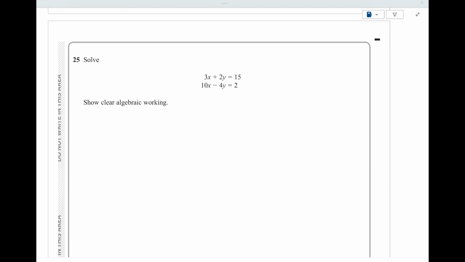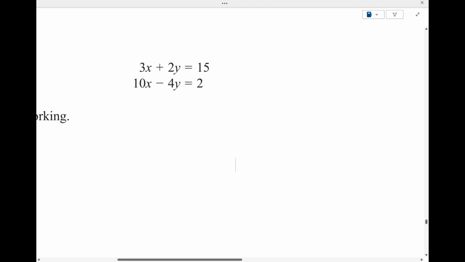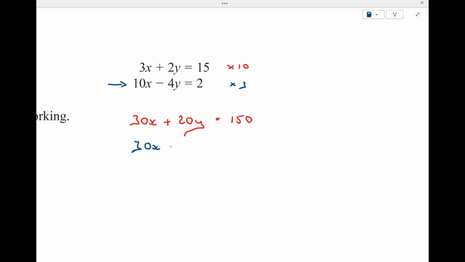Question 25, simultaneous equations. Now, I always do these the same way. I always get the x's equal and then subtract. So in this case, I'm going to multiply the top equation by 10, so it becomes 30x. And I'm going to multiply the bottom equation by 3, so it too becomes 30x. So my top equation is going to be 3x times 10, 30x, plus 20y equals 15 times 10, 150. And my bottom equation, now I'm multiplying this one by 3: 30x minus 12y equals 6.